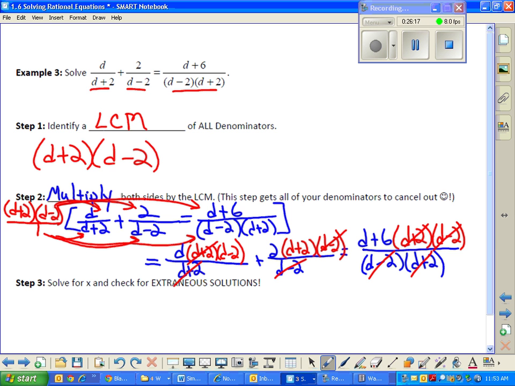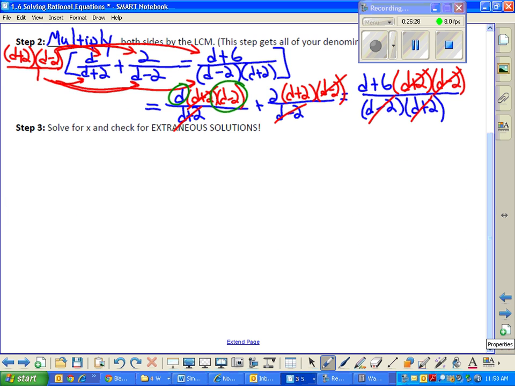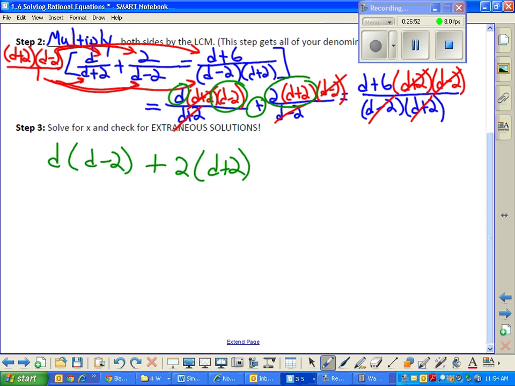And then I usually circle what I have left over because in step 3 I have to solve an equation with my leftovers. So in my first fraction, my first rational expression, I see I have d times d minus 2. Remember those slashes always turn into 1s, so that's why it's just d times d minus 2. Like times 1, you know. Bring down my plus. And then in my second ratio, I have 2 times d plus 2. And then that is equal to d plus 6.